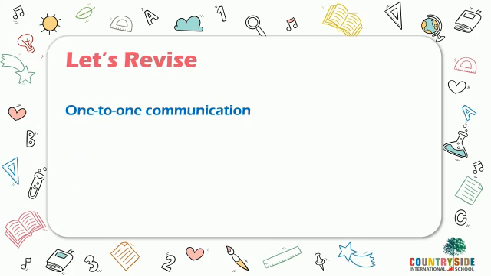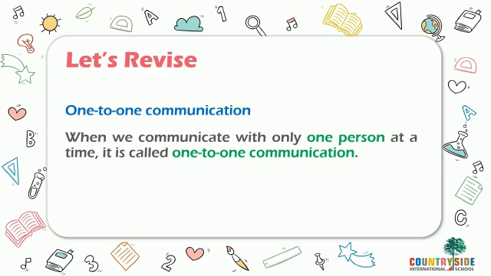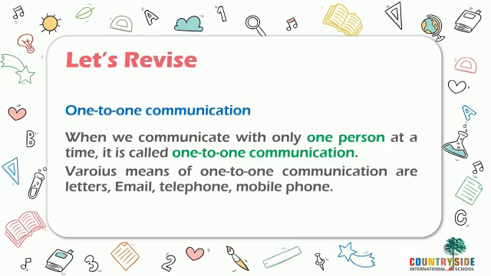We discussed about one-to-one communication also. What is one-to-one? When we communicate with only one person at a time, it is called one-to-one communication. When you're talking or sharing your ideas and thoughts with only one person, not a group, it is one-to-one communication. Now we learned various means of one-to-one communication. How can we communicate to the opposite person, one person? So it can be through letters, email, telephone or mobile phone.